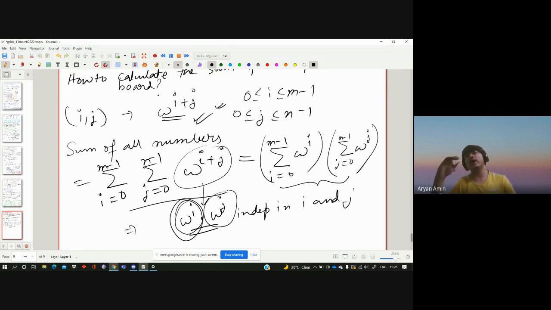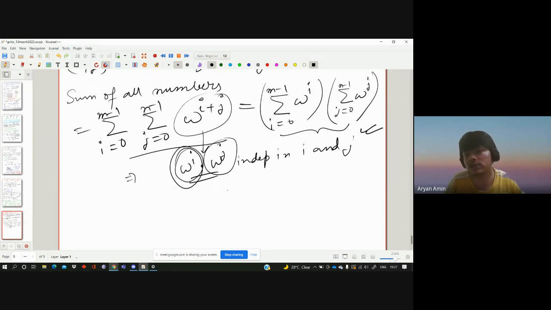Now as you vary i, suppose you are fixing i and you are varying j, then all possible values of i plus j, where i is fixed and j varies, will be found. Similarly, when you fix j and vary i, all possible values of i plus j, where j is fixed and i varies, will be found. So this product is basically this, right? Convince yourself this is true.